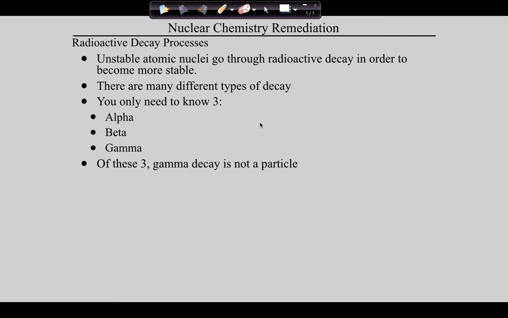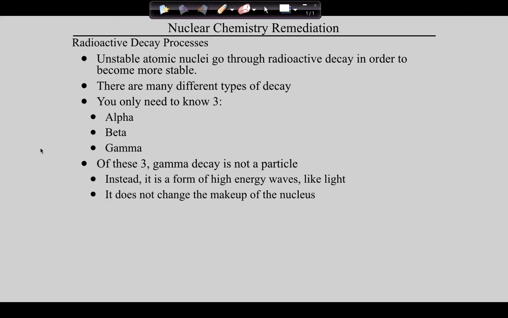Gamma decay, again, is not a particle. Instead, it is actually a form of high energy waves, not unlike light. It's also a part of the electromagnetic spectrum, but because it's not a particle, it doesn't change the makeup of the nucleus, and as a result, you just need to know that gamma radiation does not change the atomic mass or the atomic number of the nucleus. It's simply the release of energy.